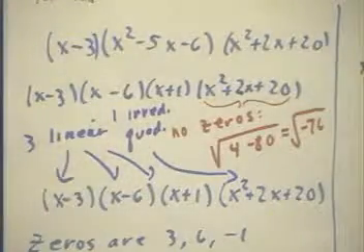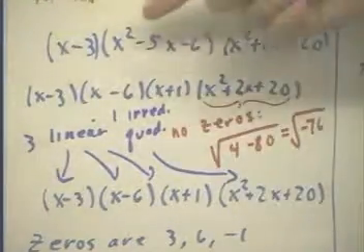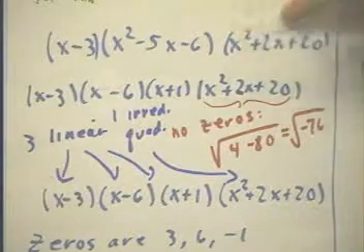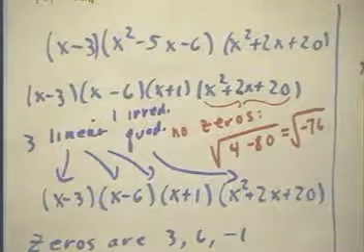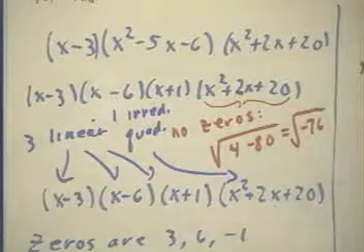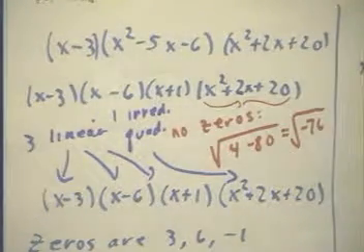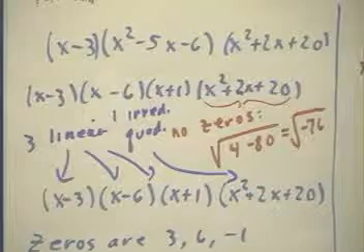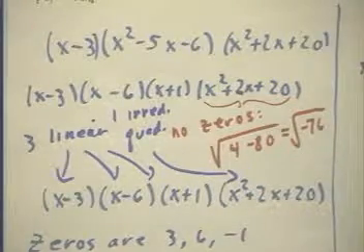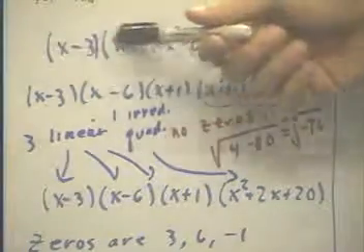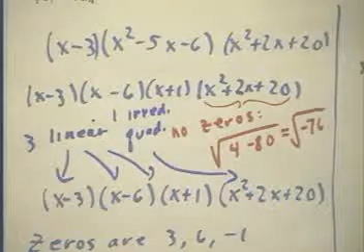We look at the function (x - 3)(x² - 5x - 6)(x² + 2x + 20). What we want to do is see if we can graph this function, so if we can find its zeros, its y-intercept, its far right and far left behavior. We see that this is a polynomial function.